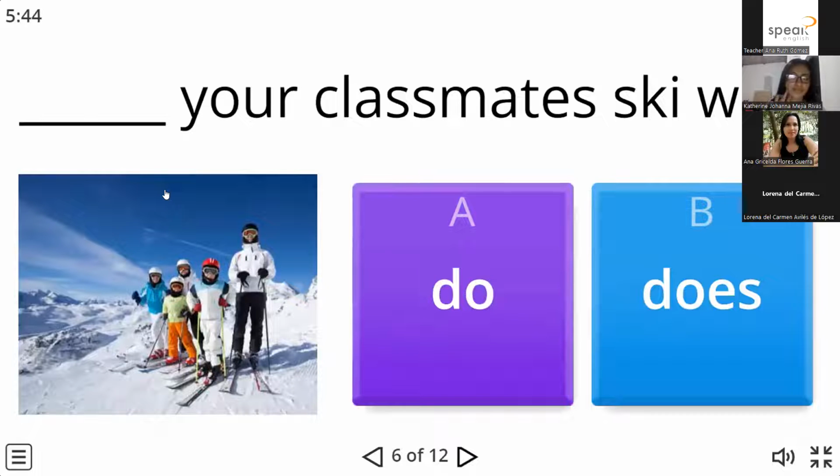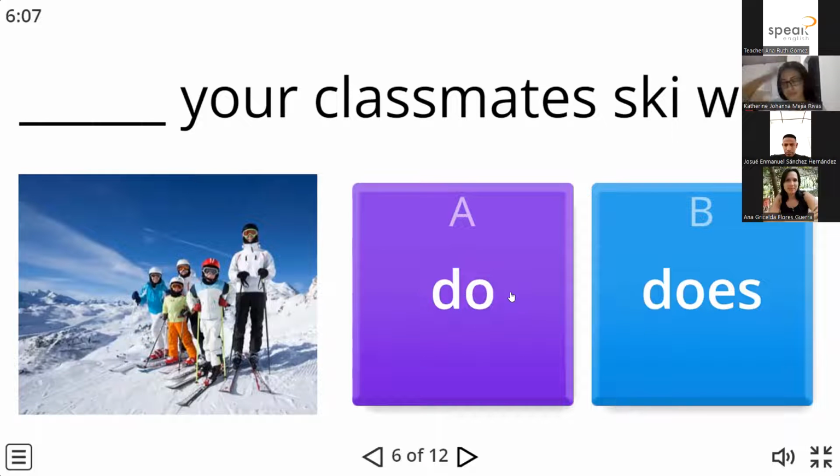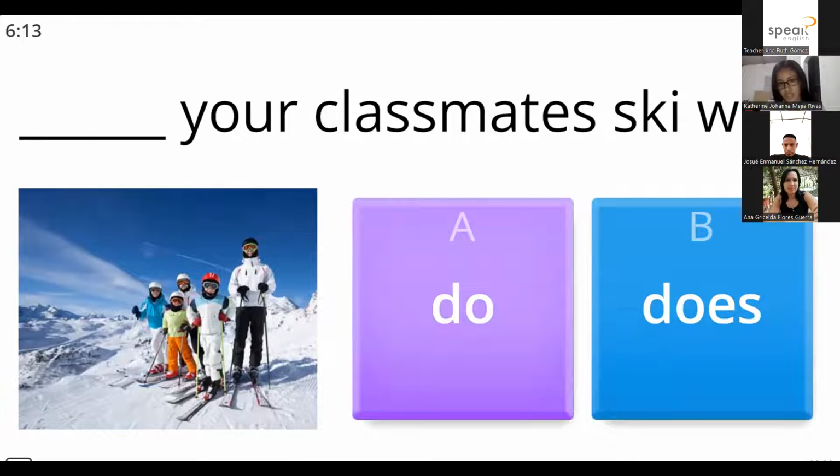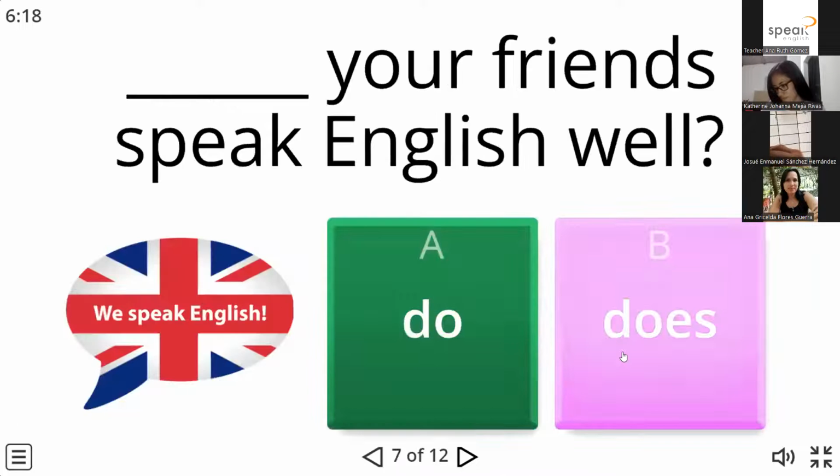Pay attention here. All right, so what about here? Is it A or B? What do you think? A. Your classmates. Option A. Option A. Yes. They. Okay, very good. Excellent. They. So option A. What about the next one?